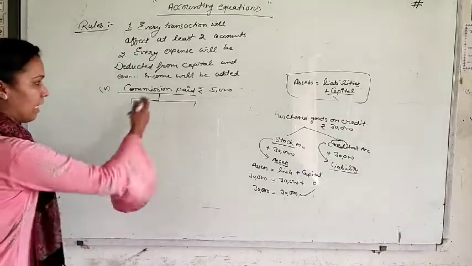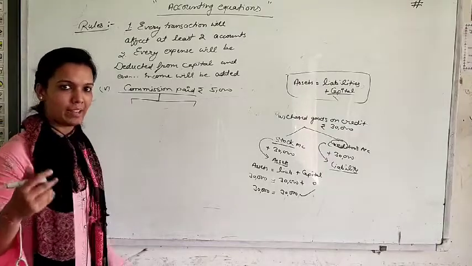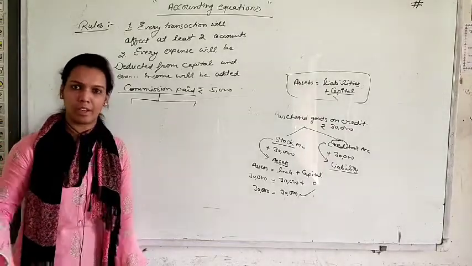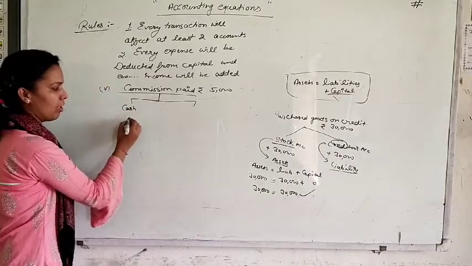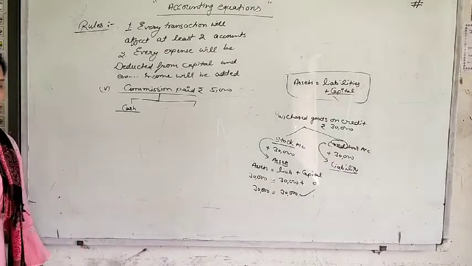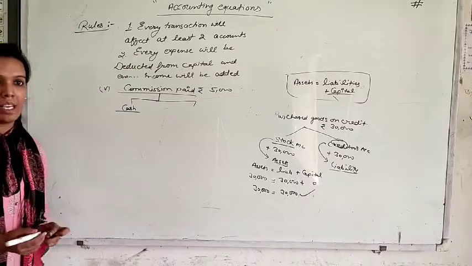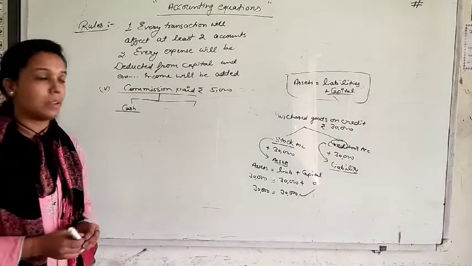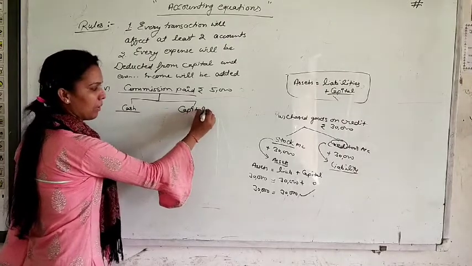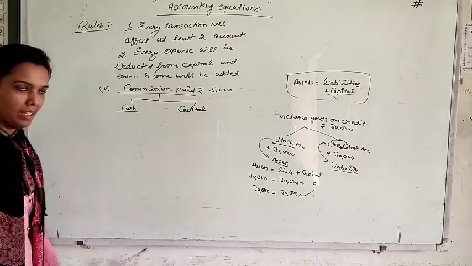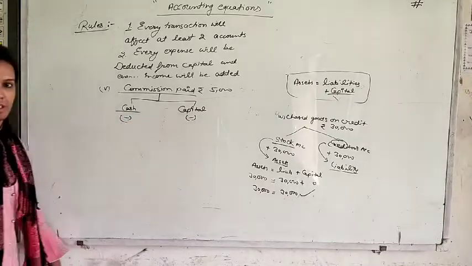If you are saying that commission paid 5,000, how will you pay commission? There are 2 ways: either you can pay in cash or you can give a check. Let's take the example that you are paying commission by cash. So the first account that will be affected is the cash account. As I told you, according to rule number 2, every expense will be deducted from capital. So the second account affected here will be capital. This is an expense, so cash will decrease and capital will also decrease.